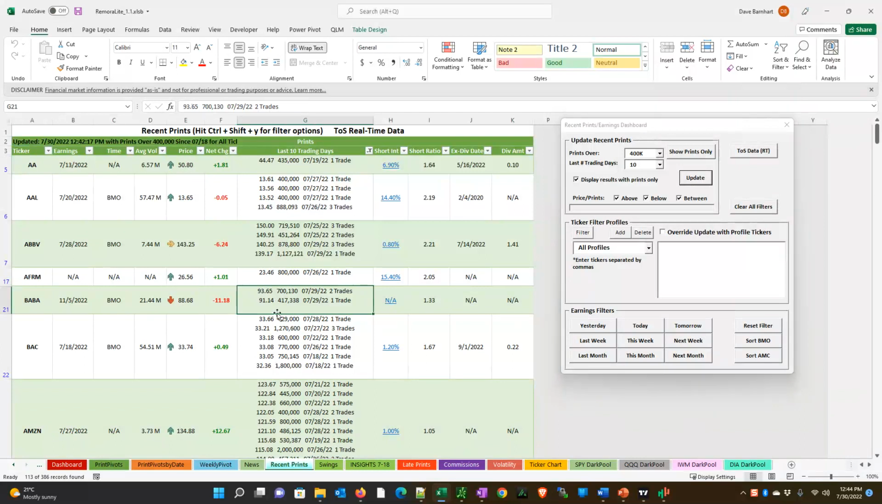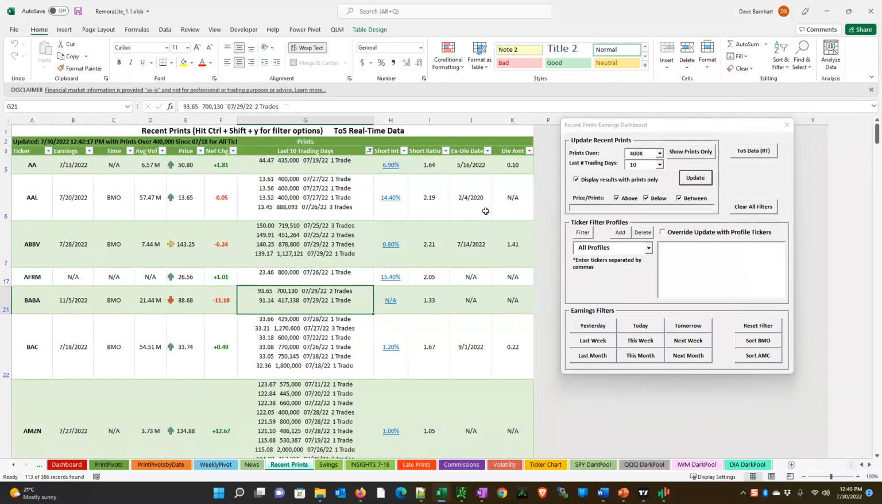Now look at the prints in the last 2 weeks. We had prints at 93.65 for 700,000, and we had 417,000 at 91.14. This price is below the prints. That's what the arrow is for. It's relative to where the price is related to the dark pool prints that meet your criteria. We're also down on the day by $11.